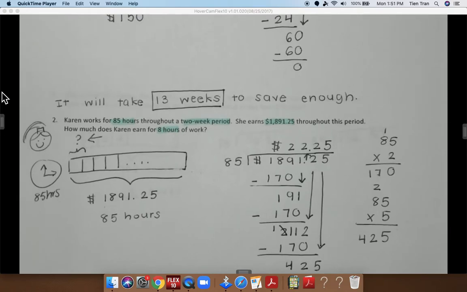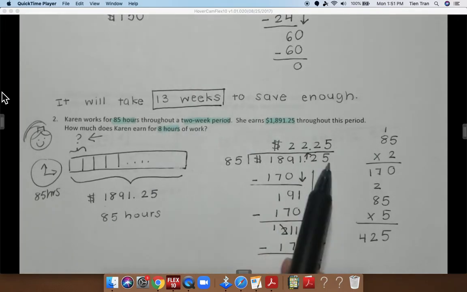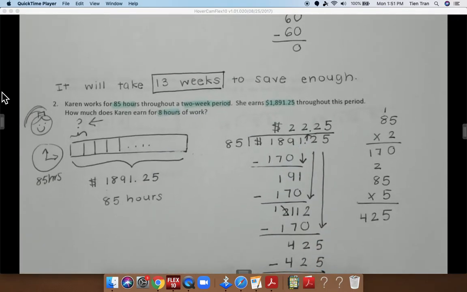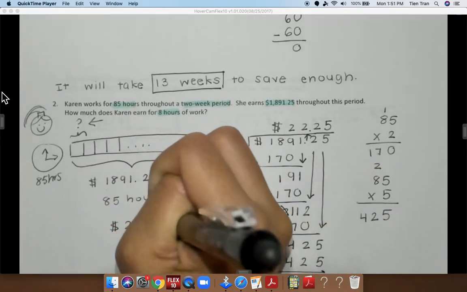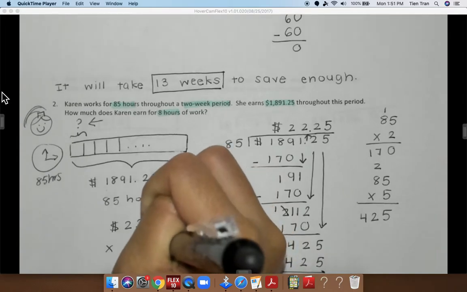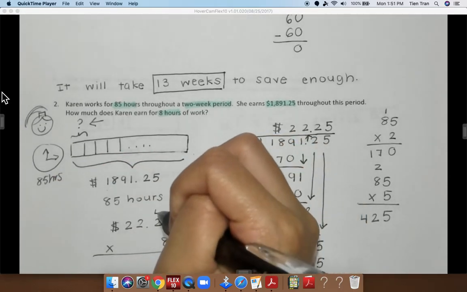$22.25, but now I need to multiply that times 8 because we're figuring out how much is 8 hours, not just 1 hour, so 8 hours. To figure that out, I'm going to multiply $22.25 times 8. 5 times 8 is 40.